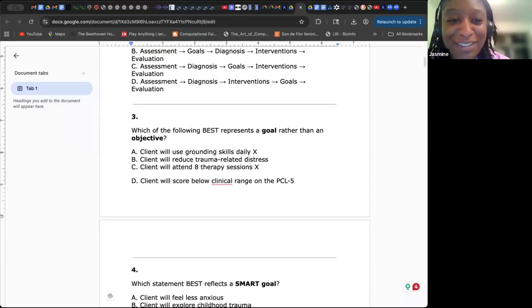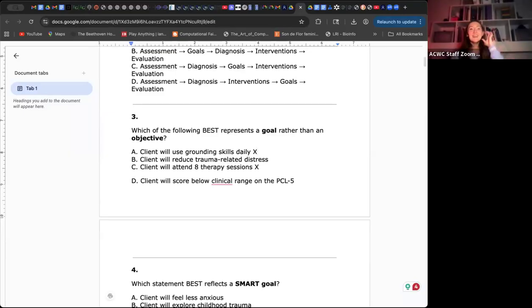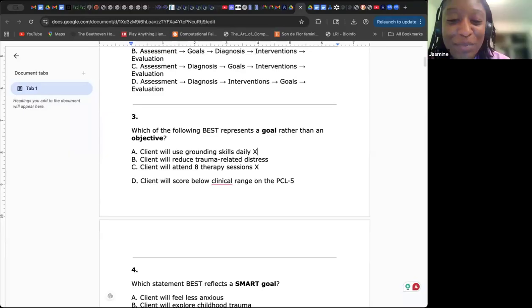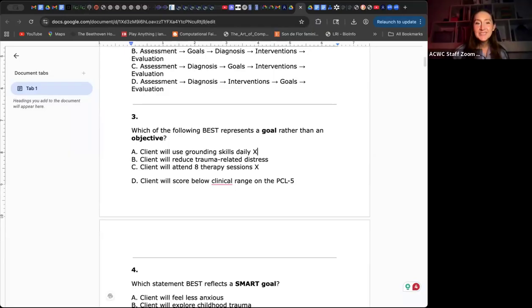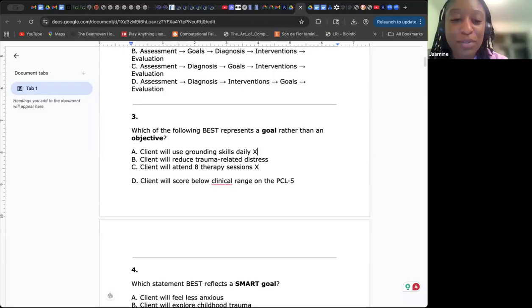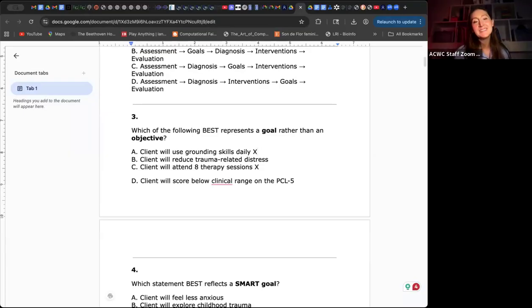I'll take a hint. Me too. Both of these seem like they could be goals. I know. That's what I was going to say. This is where people got stuck last night in the group too. They got stuck between B and D.